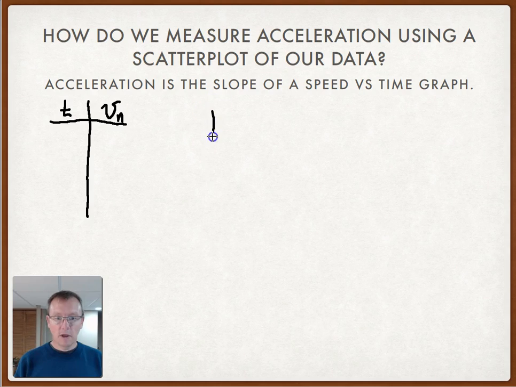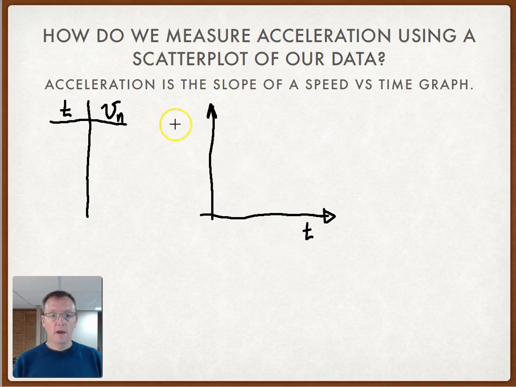So let's imagine that we have graphed this out on a scatter plot, just like we almost always do. We put the independent variable there, time, and we put the dependent variable here, speed, instantaneous speed. And again, the sub n right there just lets us know that it's instantaneous and not average.